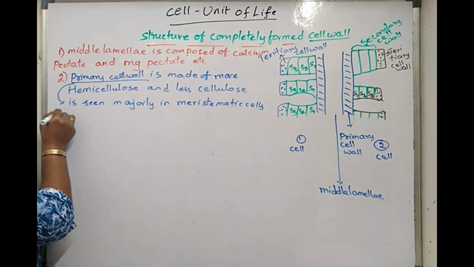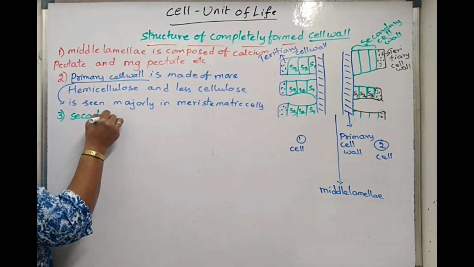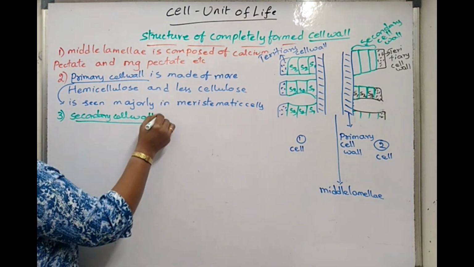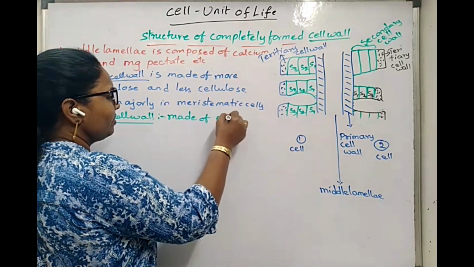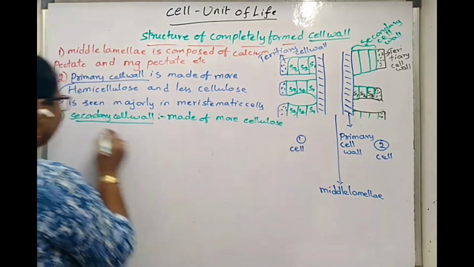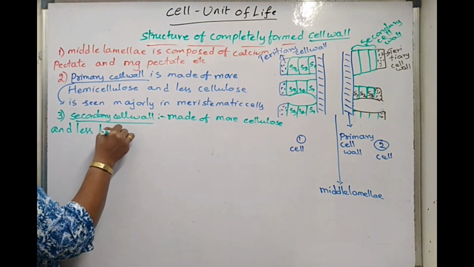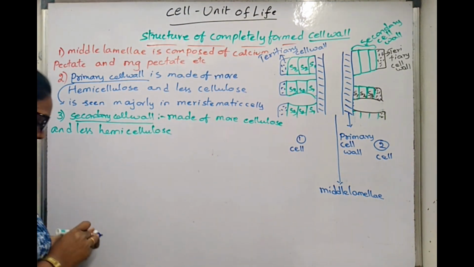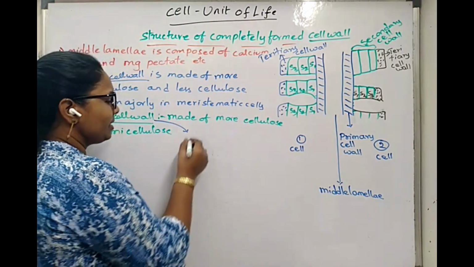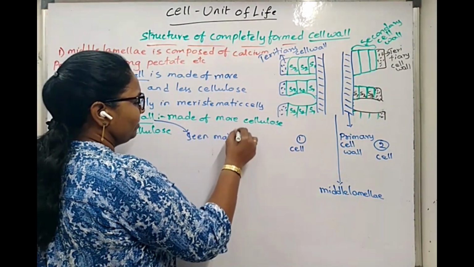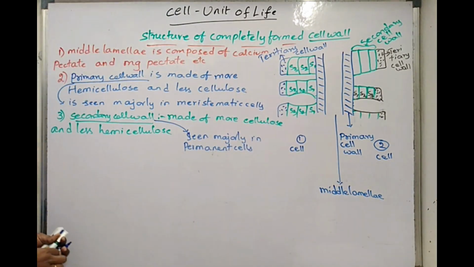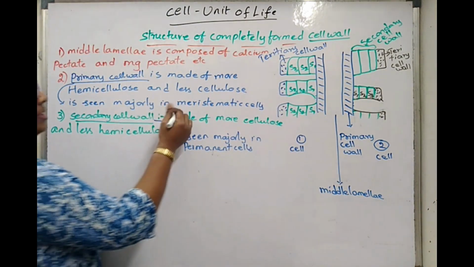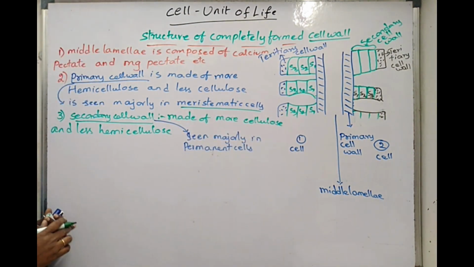Next one, the secondary cell wall. The secondary cell wall is made of more cellulose and less hemicellulose. This type of secondary cell wall is seen mostly in permanent cells. Types of plant tissues or cells other than the meristematic cells are called permanent cells, like parenchyma, collenchyma, sclerenchyma, epidermis, and vascular tissues like xylem, phloem, etc.